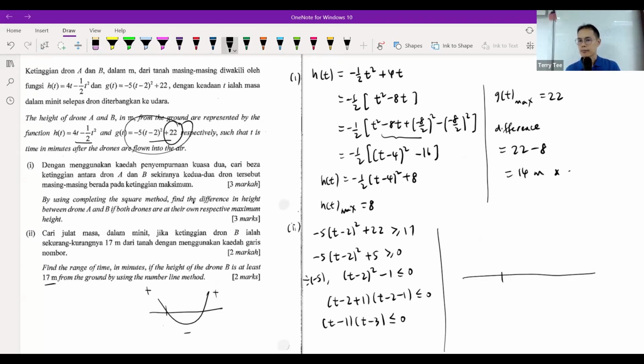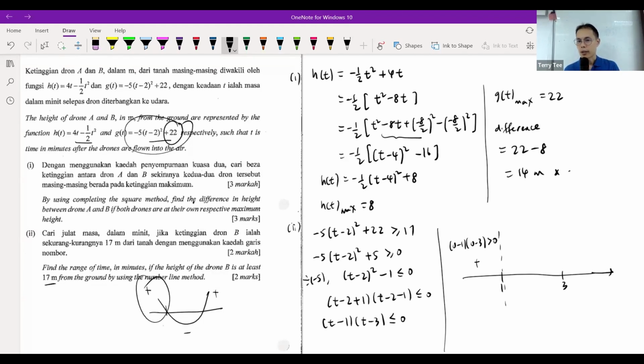So your number line should have 3 parts, 1 and 3. So for this part, we pick a number less than 1, which is 0. 0 minus 1, 0 minus 3. You can see it's more than 0, right? It's positive. It's always going to be positive because it's above here. You can base on the graph. Okay, so this part is positive.